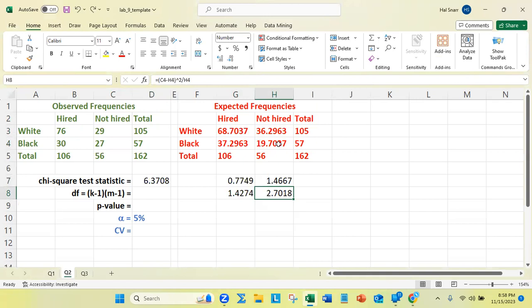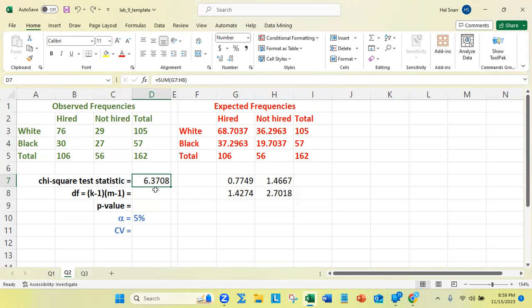The largest of the four is because 27 and 19 are almost 8 apart, and 27 is a small number, right? 19 is a small number. So our biggest squared difference relative to our expected is black and not hired. But the other ones are kind of small, right? And our chi-square statistic is 6.3708. Is that large enough to conclude that there is a difference in expected and observed? Is it large enough? That's the question.